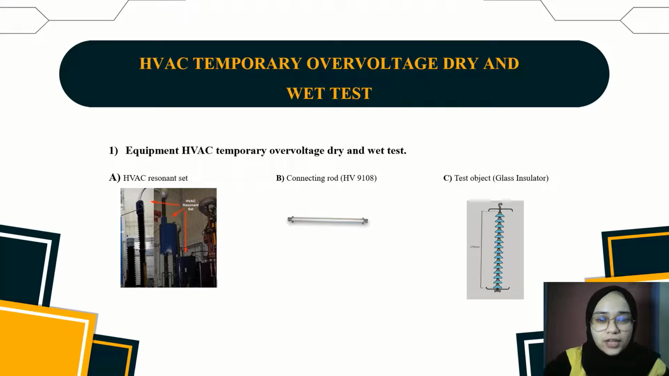For the high voltage AC temporary overvoltage dry and wet test, we need to use this type of equipment, which is an HVAC resonance set, a connecting rod, and our test object, which is a glass insulator. The function of the HVAC resonance set is to produce temporary overvoltage, while the connecting rod is to connect the insulator with the resonance set.